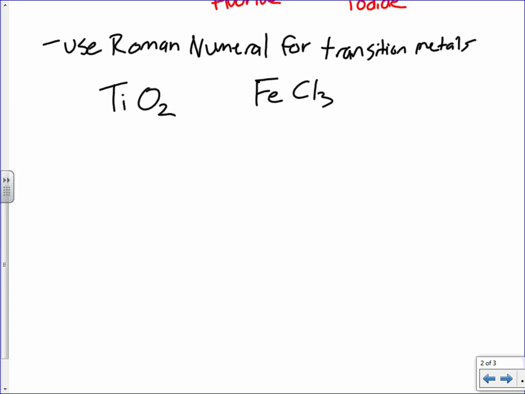Okay, so in this one, if we look at this one, this is iron, we know that. This is chloride, we know that. Problem is, iron is a transition metal and we don't know its charge. Normally we use the periodic table for the main group elements to predict their charge, but we can't do that for iron. So we need to use Roman numerals right here to indicate charge.